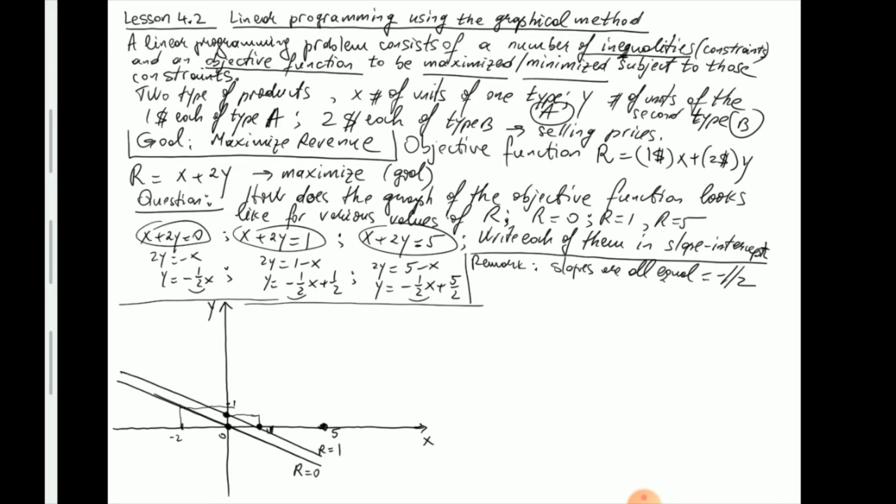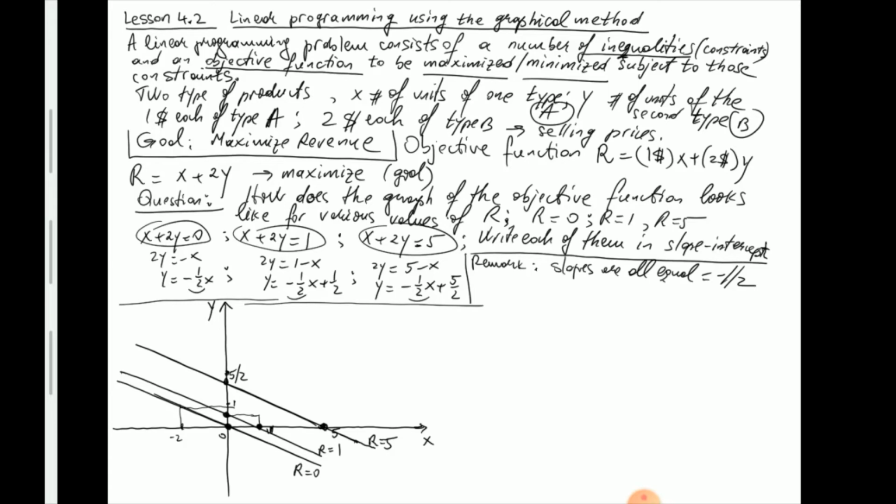And then finally, another point. Let's see. Well, let's do the 0 as well. So if x is 0, y equals 5 over 2, which is 2.5. So 2.5 is maybe over here. Okay, so anyway, it should be parallel to the previous two lines. So this will be 5 over 2. And again, this line now corresponds to r equals 5.